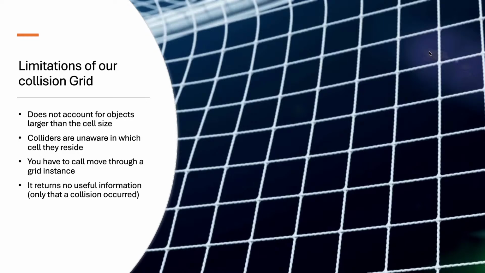Here are our limitations today. We won't be accounting for objects that are larger than the cell size. The colliders aren't aware in which cell they reside. This can possibly be an issue later on, and you have to call a move function or method through a grid instance, and it can be distasteful. Furthermore, it won't really return any useful information as of yet. It only gives us feedback on whether it collided with something else.